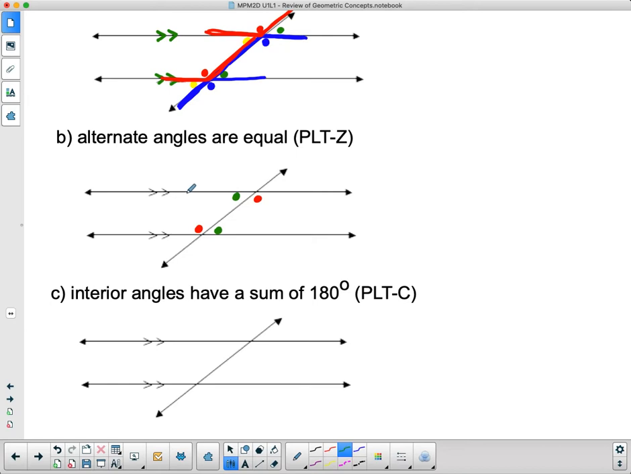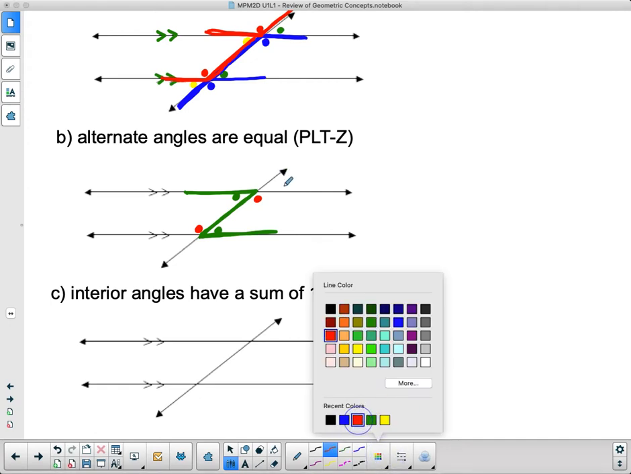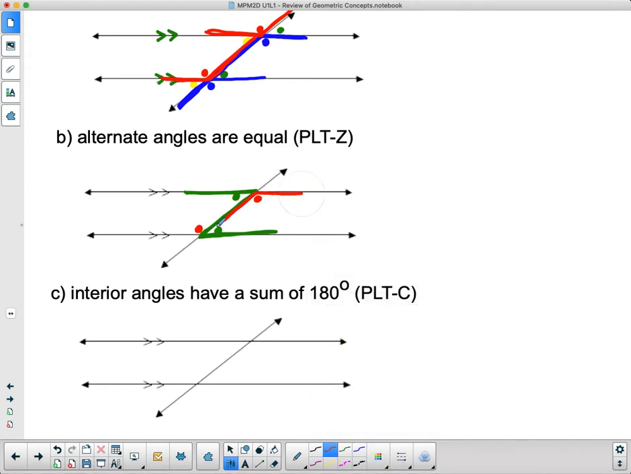my green pen and I highlight those two angles. So there's one green angle, and the other green angle here would be made by these two lines. Well, it looks like a Z. And if we use a different color for the other ones, it kind of looks like a Z too, but it could be backwards or stretched or things like that. But that's what alternate angles are, and we abbreviate that to PLTZ.